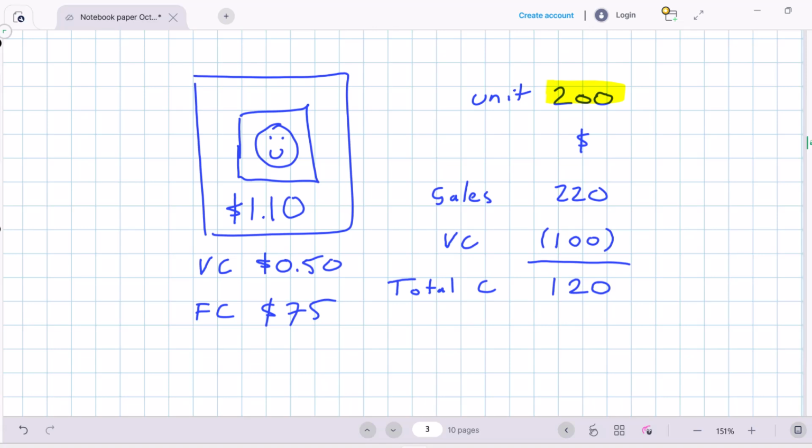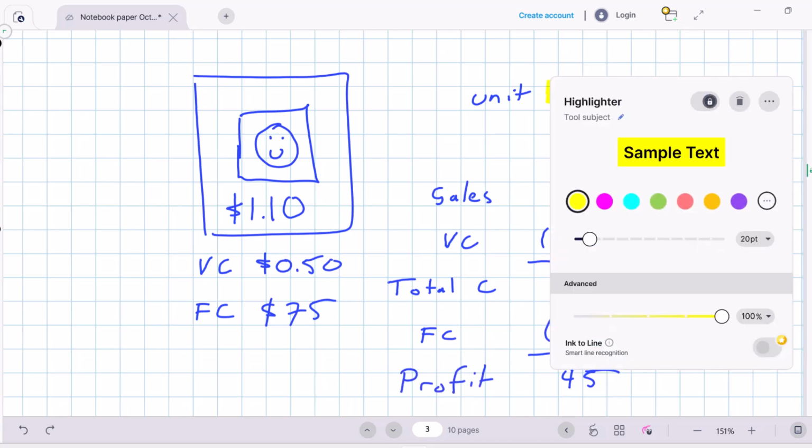So we need to contribute to our fixed costs. Our total fixed costs we see are $75. So the total contribution exceeded our total fixed costs, so we have a profit of $45 if my mental math is correct. So that's the idea of total contribution.